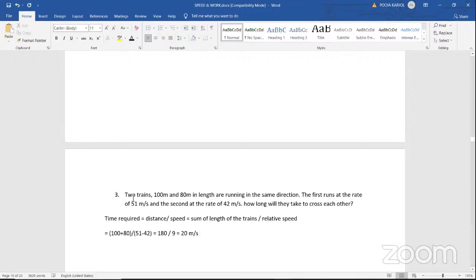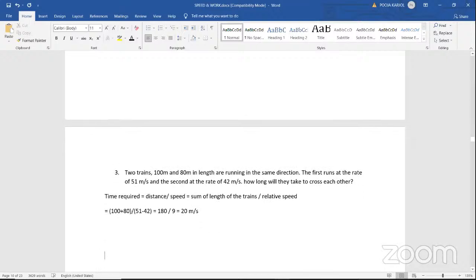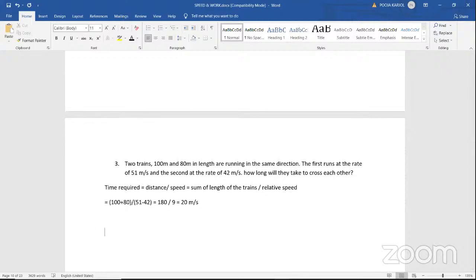Now suppose it's one train passing another person, and the person is walking at the same speed. Impossible, but same speed. Then what will be the formula? How will you solve it? Length of the train. So here the person's length becomes negligible compared to the train. The distance will be the length of the one train. I hope you guys understood the distinction.